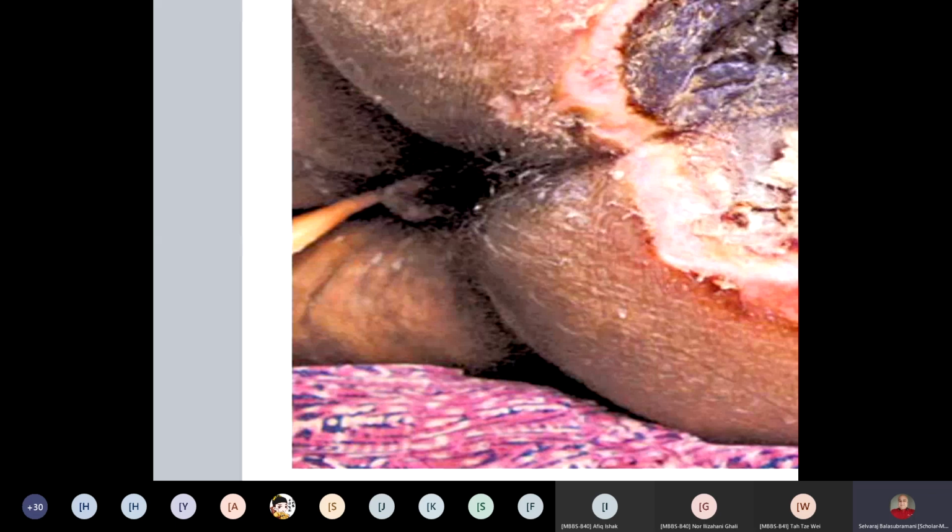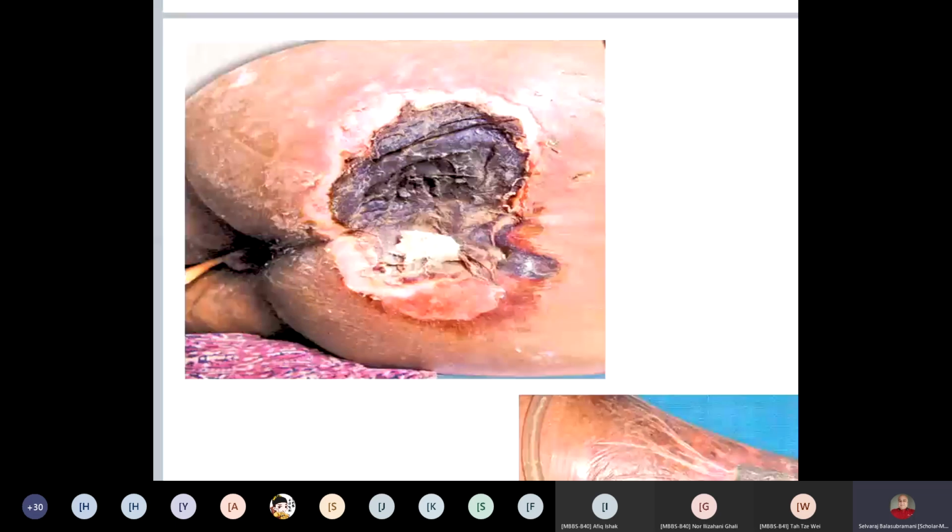I told you this is a case of bed sore. How will you treat these patients? What will you do? The best thing is we have to always change the position. Yeah, the best treatment is prevention. You know the slogan, prevention is better than cure. So even before these patients develop this sort of problem, you have to avoid these things.